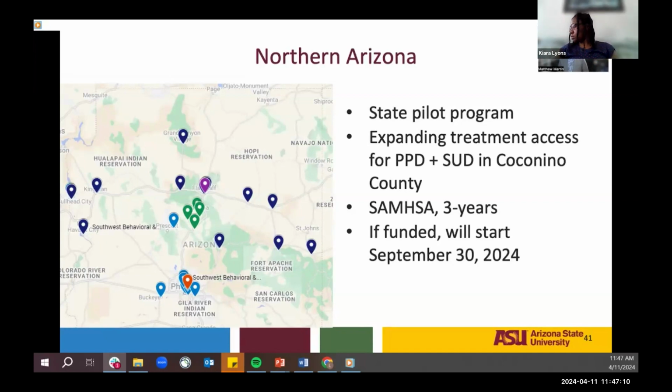And we actually just submitted for funding for 3 years that would help us to start to increase the integration of services, both medical and social. So hopefully that funding will come through and we can start that state pilot by this fall, actually, September.